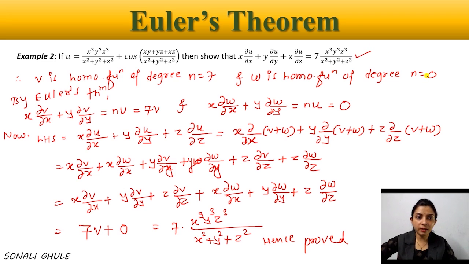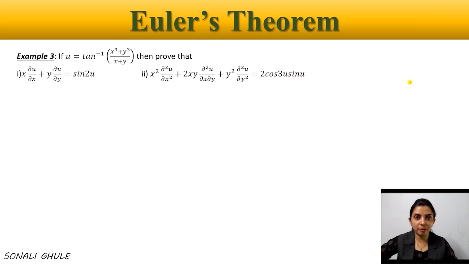I hope you all understood the examples that I have taken till now. Let's have one more example here. Now this is the example. u is equal to tan inverse of (x cube plus y cube upon x plus y), and we have to prove that x ∂u/∂x plus y ∂u/∂y is equal to sin 2u. And for the second order relation, it is 2 cos 3u into sin u. This we have to prove.